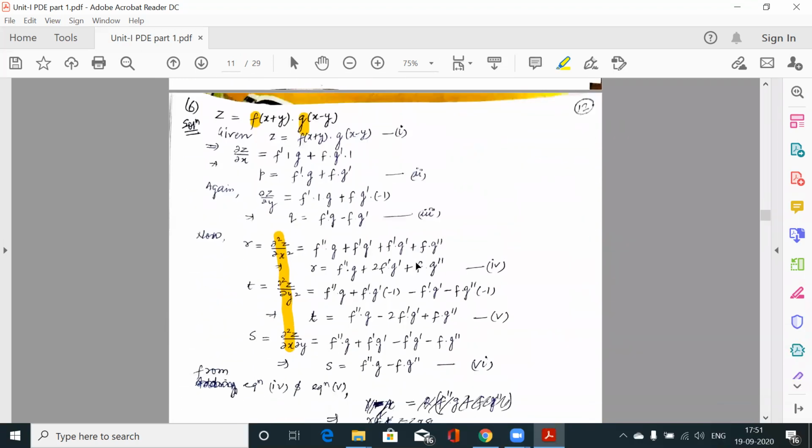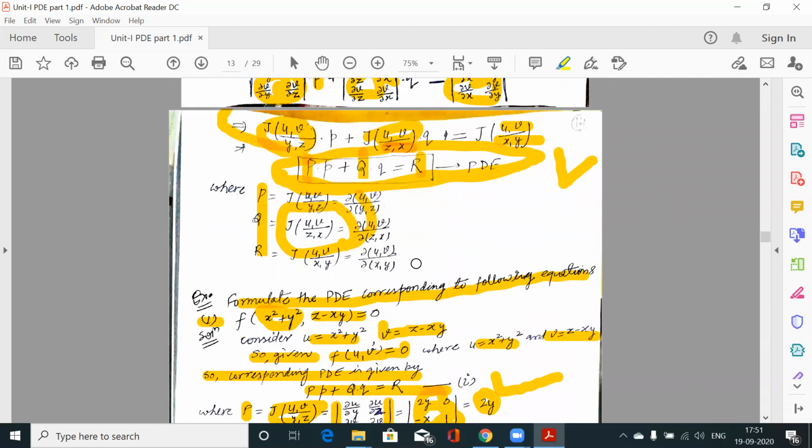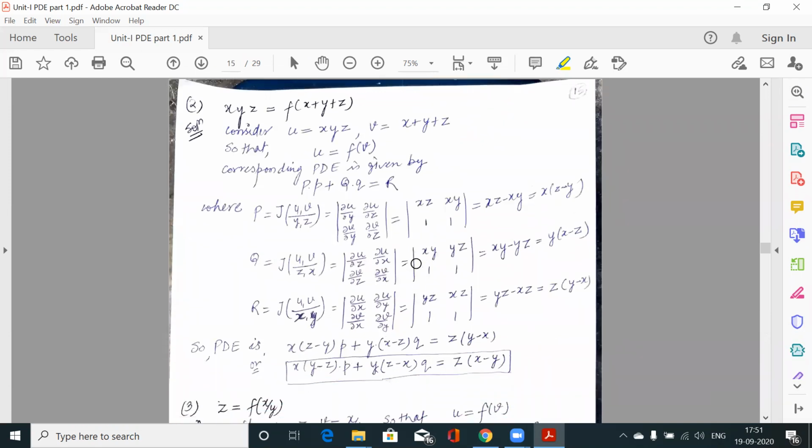Now, because we know concept 3, we are solving it through concept 3. The same question is there. Suppose this is u and this is v. So the question is given in the form of u is equal to function of v.